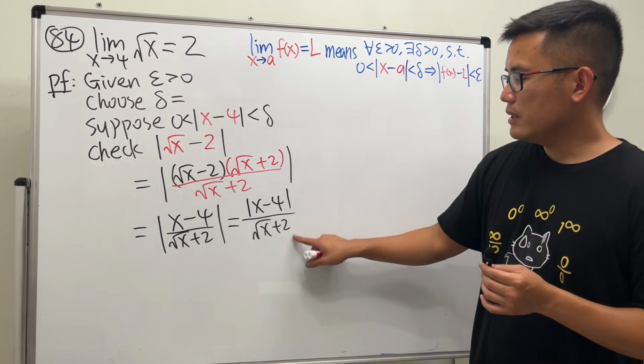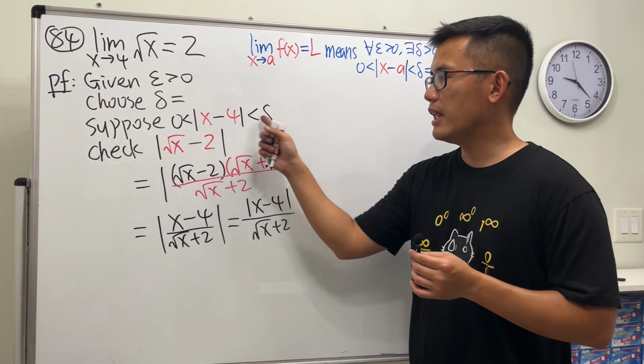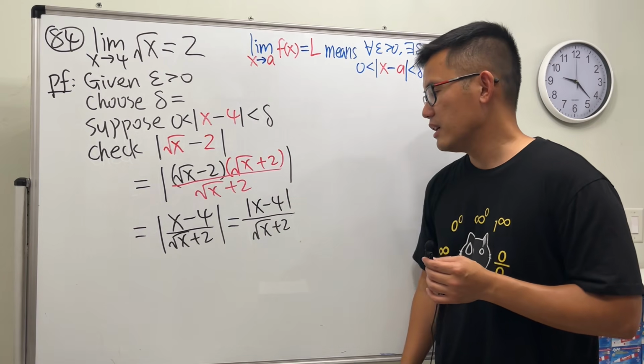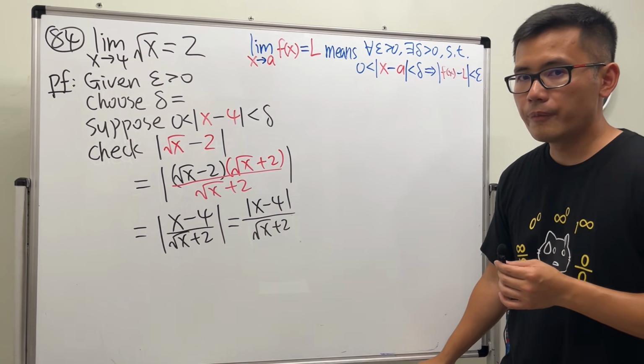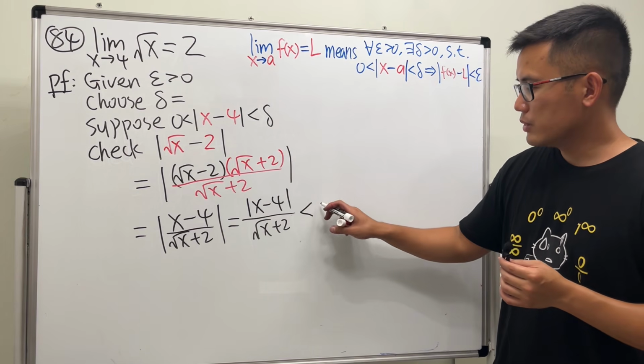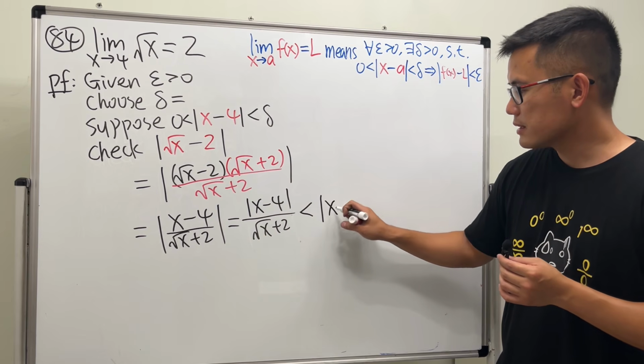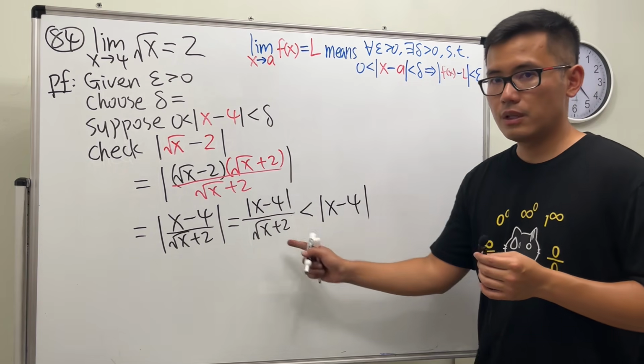Good. And then you see right here, this is the place that we can use the less than delta, which is yay. But what exactly do we do with the bottom though? We have square root of x plus 2. This right here is actually just less than absolute value of x minus 4. Just get rid of it.